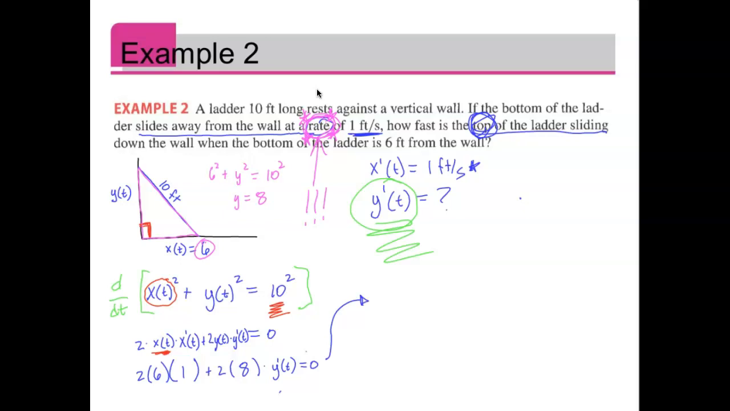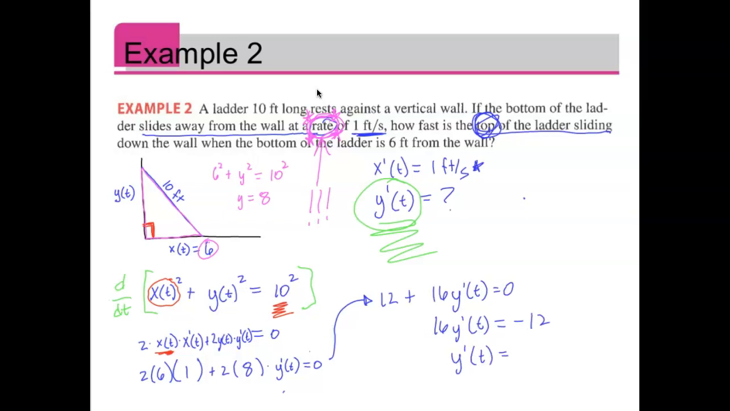So 2 times 6 is 12 plus 16 y prime equals 0. 16 y prime is negative 12. Divide out the 16 and reduce, y prime is negative 3/4. What units? What are my units going to be here?